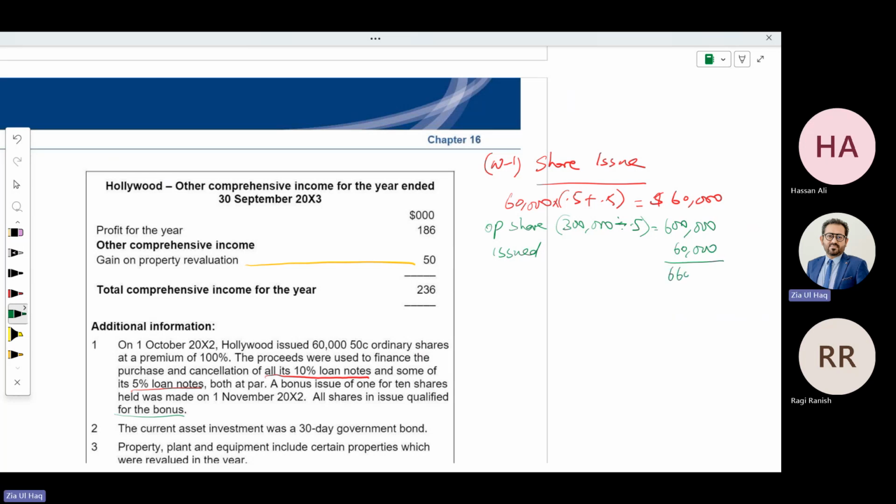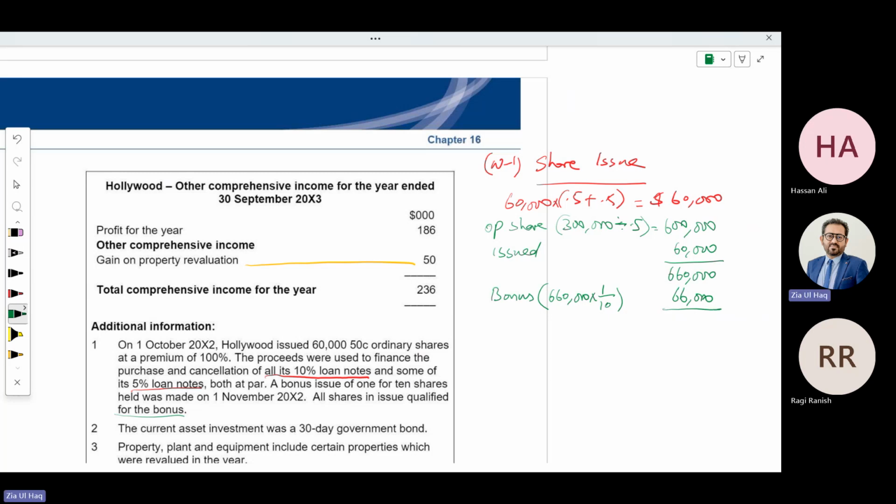That becomes 660,000. Then they issued a bonus. How much? 1 for 10. This means 660,000 multiplied by 1 by 10. How much? 66,000.